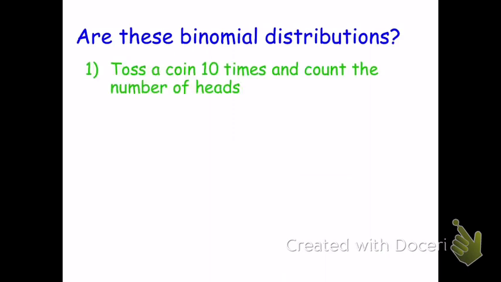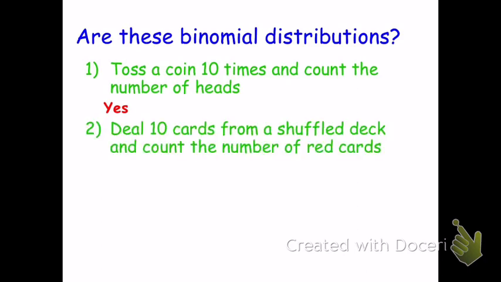Are these binomial? Toss a coin 10 times. Count the number of heads. Yes, because it's out of 10 times: a fixed number of trials. What else? It's mutually exclusive. You either get a heads or a tails. And the third one? Different trials are independent. That's awesome. Thank you, Freddie.